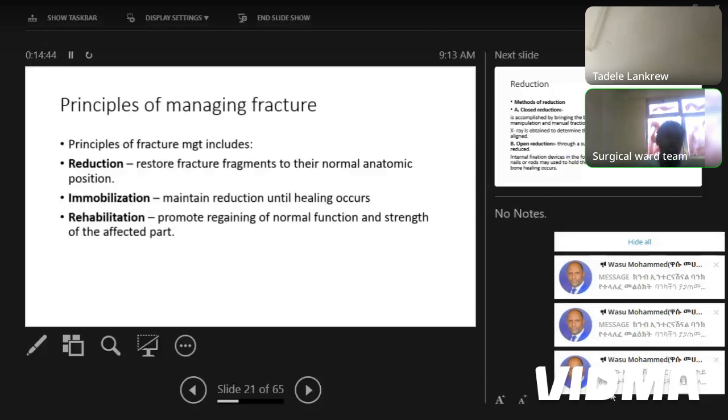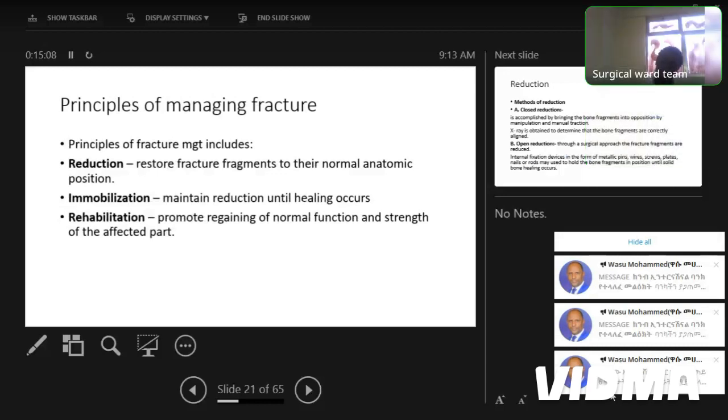Principles of managing the fracture. We may categorize them into three. The first one is reduction, the second one is immobilization, and the third one is rehabilitation. Reduction is to restore fracture fragments to their normal anatomical position. That means restoring the fragment bones to their original position.